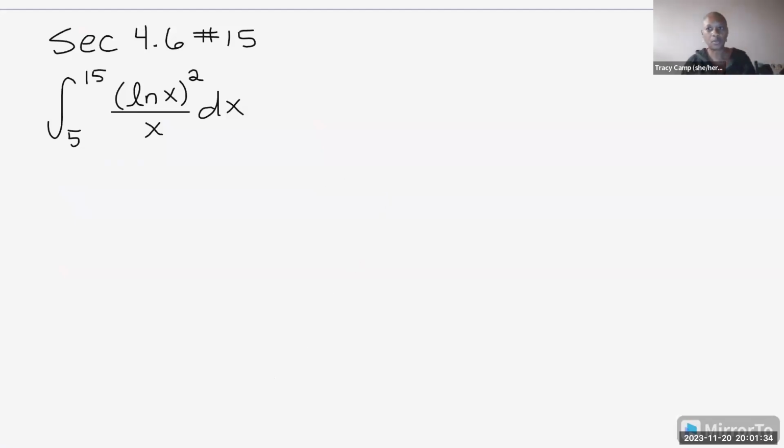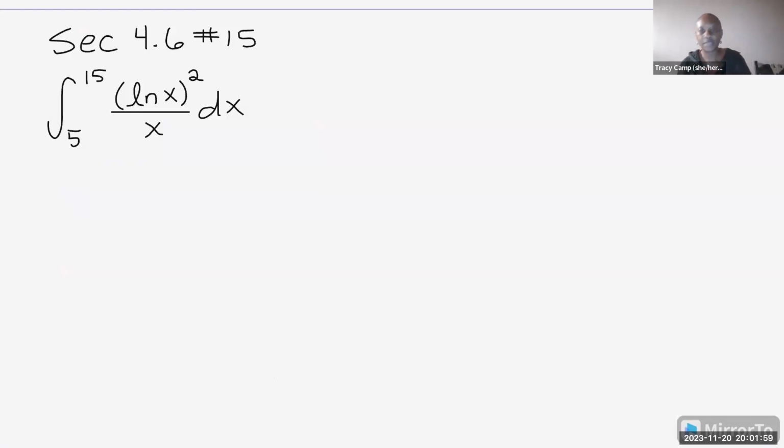I'm going to follow the rules that I talked about in the lecture for section 4.6 for integrating using U substitution. So I'm just going to follow those steps.